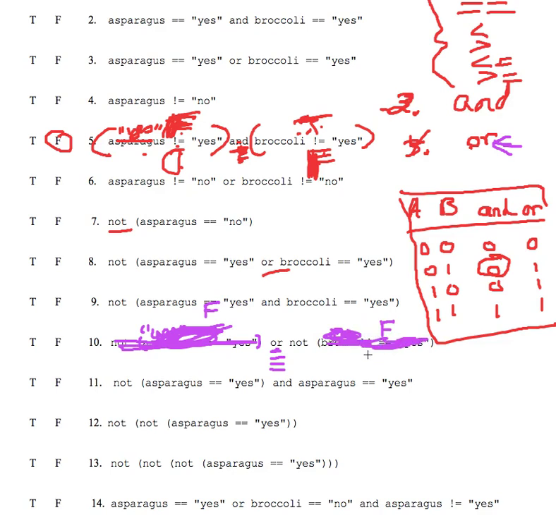But don't stop and don't go too quickly on this worksheet, because this not is hanging out here outside of this set of parentheses, which we didn't take into account yet. We didn't do the not yet.